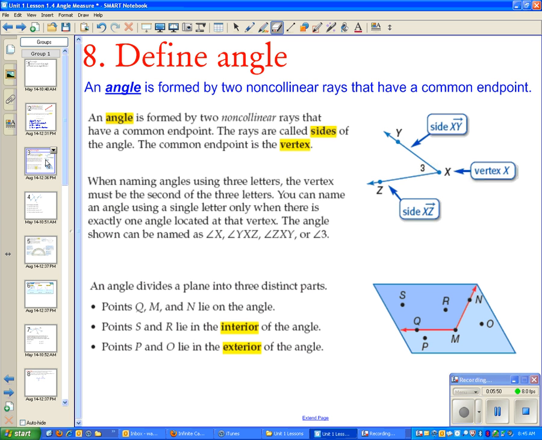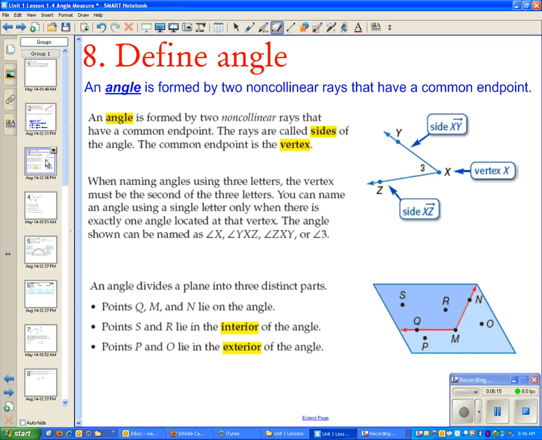Now, when we draw angles, we don't always draw the little arrows on the ends of the sides indicating that they are rays. And I'm not going to make you either. But you need to know that technically speaking, angles are made up of rays. In other words, the sides of the angles don't actually end just because we stop drawing them. They keep going on. All right?